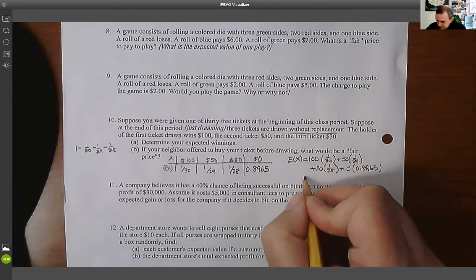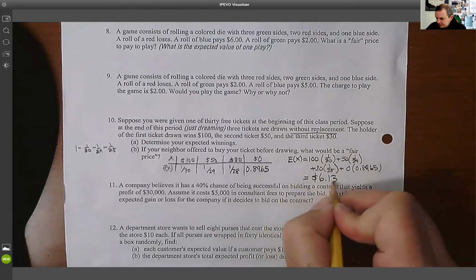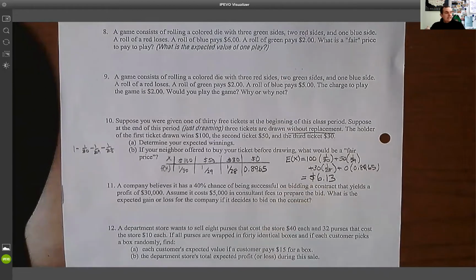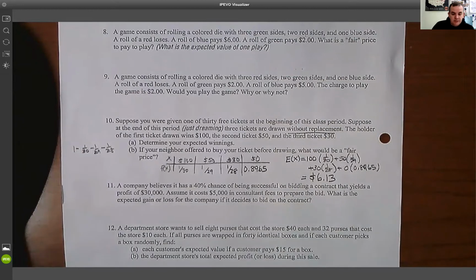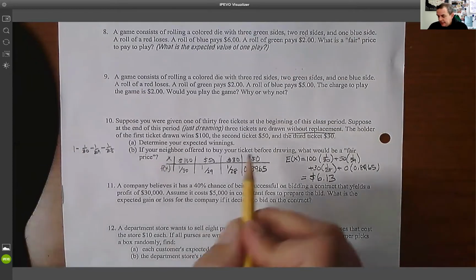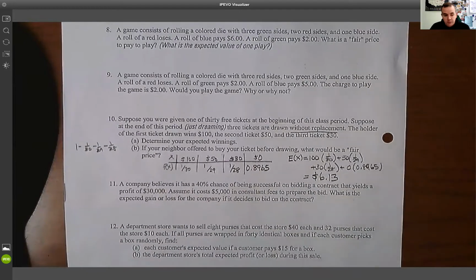And what you're going to find out is the expected value on this is $6.13. So that ticket that the teacher handed you as you walked in was worth about $6.13 on average. So that's your expected winnings. So if your neighbor offers to buy your ticket before the drawing, what you'd want to do is charge $6.13. If you charged anything less, you would be losing money on average.